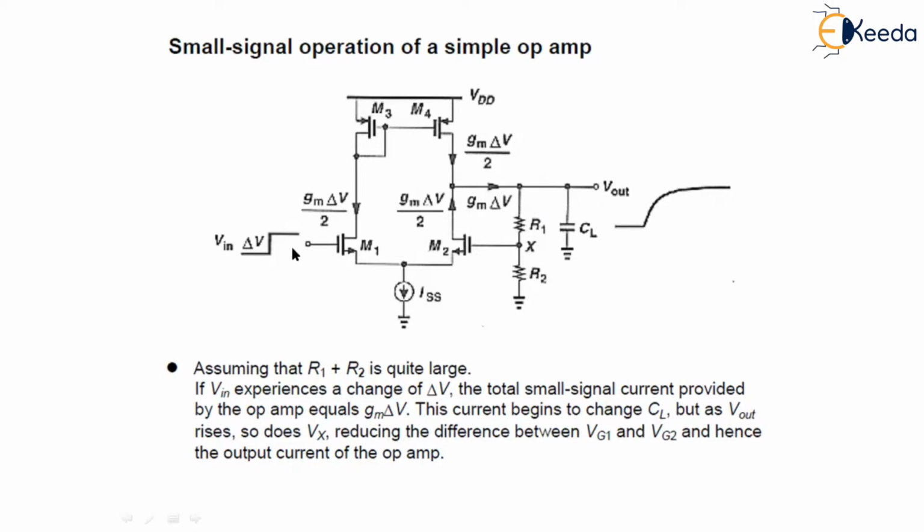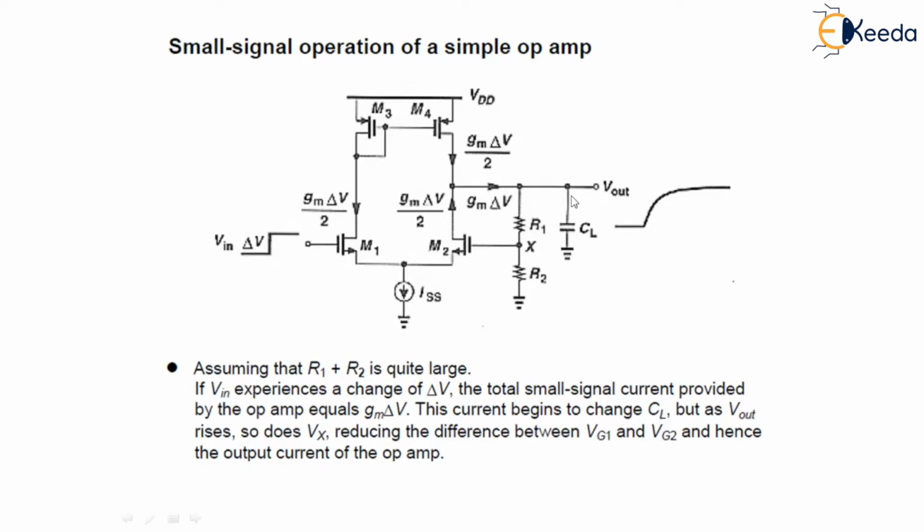Now, if Vin experiences a change of delta V, then the current ID1 increases by Gm delta V by 2 and ID2 decreases by Gm delta V by 2. Since the mirror action of M3 and M4 raises ID4 by Gm delta V by 2, the total current is Gm delta V. This current begins to charge the capacitor CL, but as Vout rises, so does Vx, and it will reduce the difference between Vg1 and Vg2, and hence the output current of the op-amp.